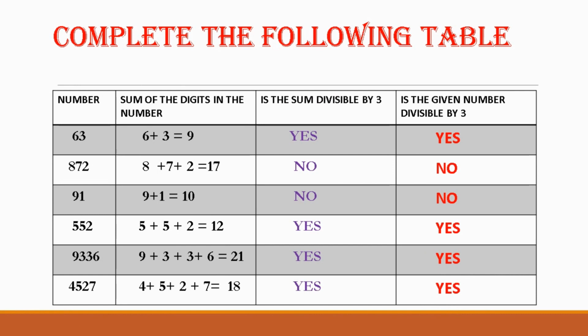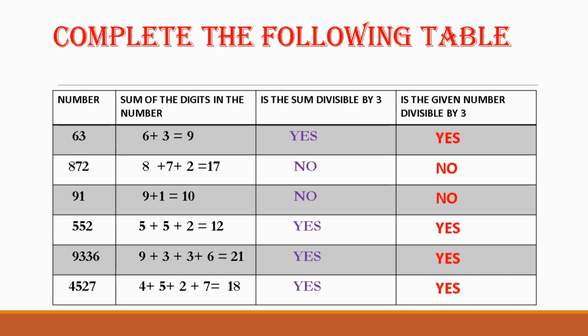Children, let us solve some examples from the textbook for the divisibility by 3. Now here are some numbers as given in the table, and we have to fill up the next columns in the table. The number given is 63. We have to write the sum of the digits in the number. So it becomes 6 plus 3, which equals 9.